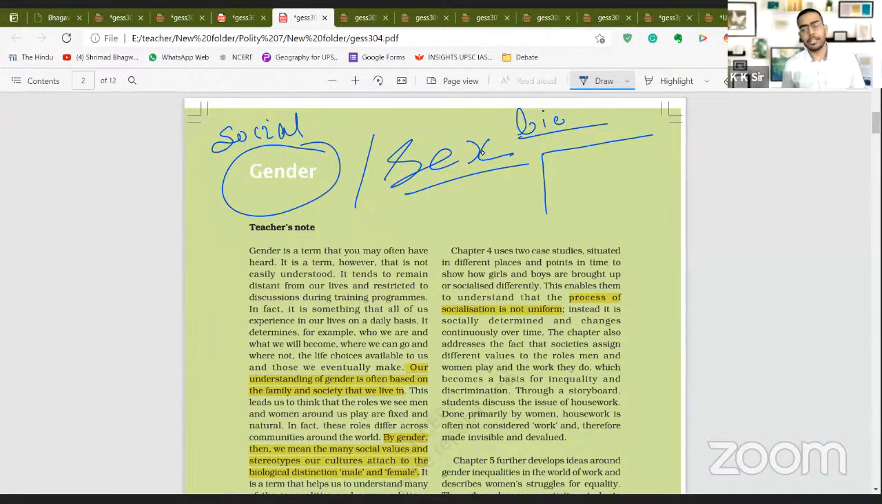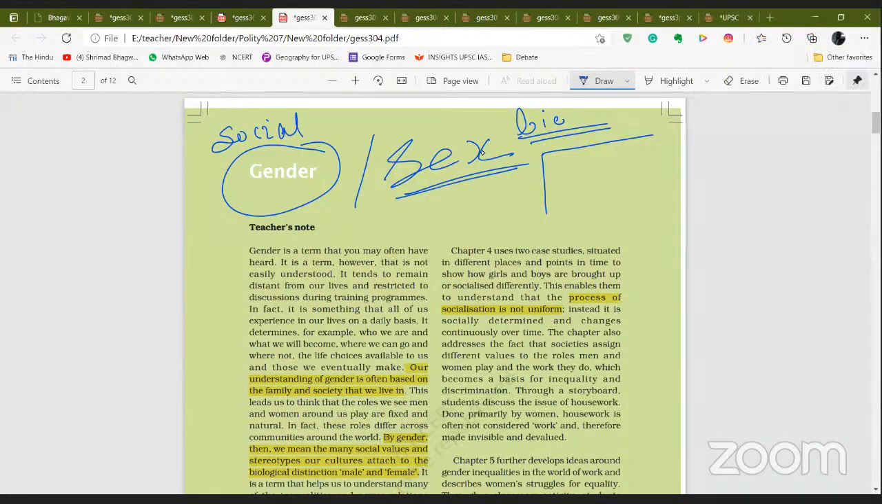For those who did not understand, look, sex is a biological thing. It's very correct. Biological means what kind of reproductive organs do you have?